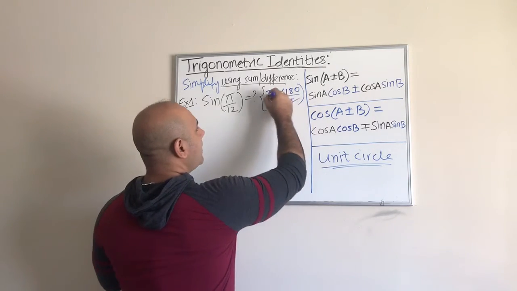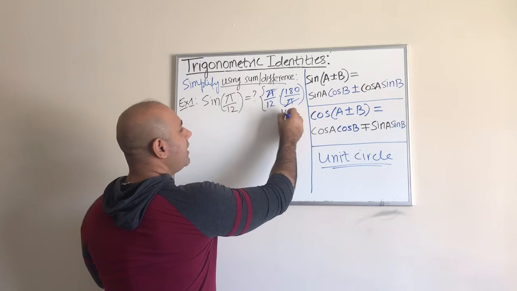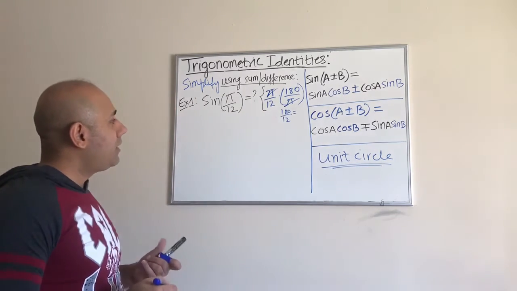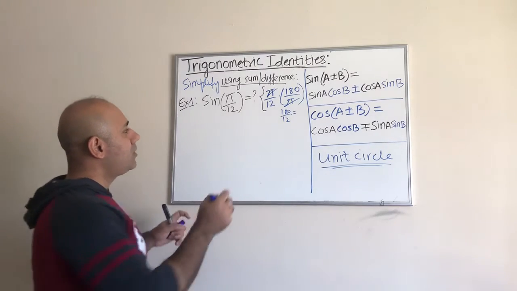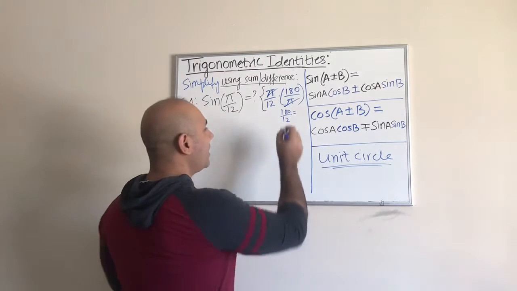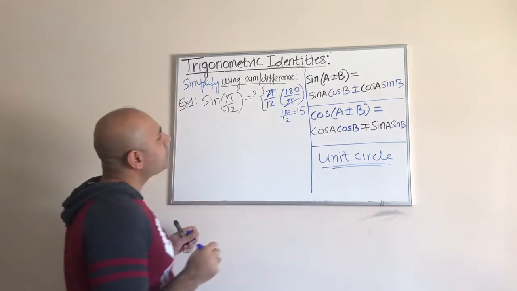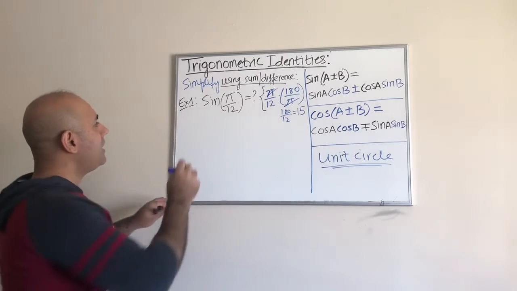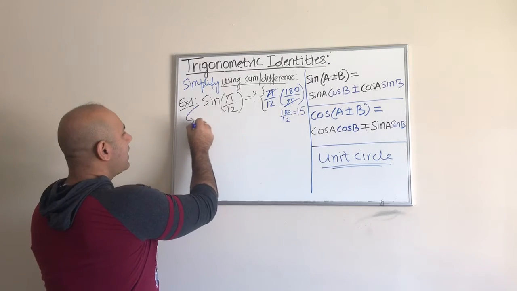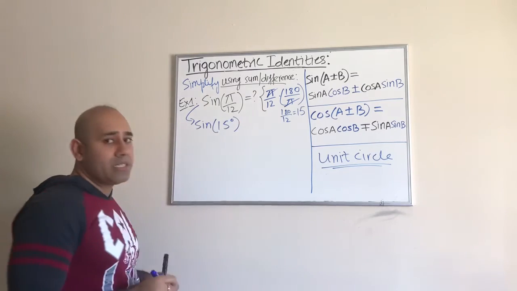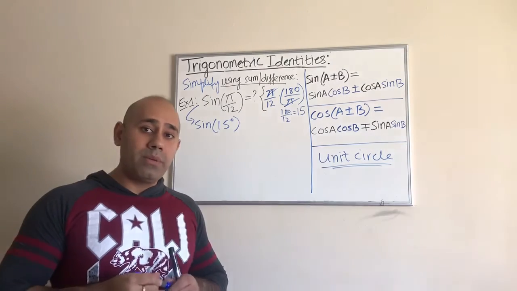Now the pi's will cross out, so it's simply 180 divided by 12. Let's see if 180 completely divides by 12. You can use a calculator if you like at this point. I'm not going to use a calculator. I think we can do it without using a calculator. So it comes out to be 15. Yeah, it's 15. So that means what we are trying to figure out is the sine of 15 degrees. That's the first step that I would like you guys to do, convert from radians to degrees.